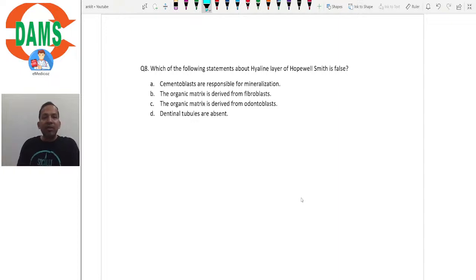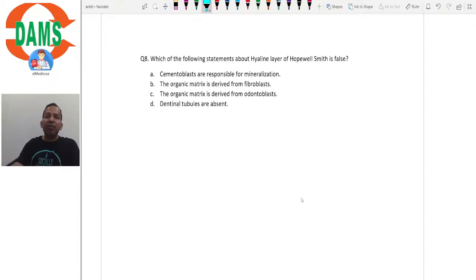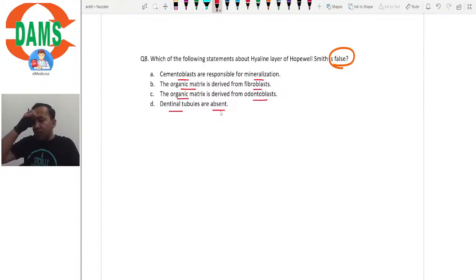So which of the following statements about hyaline layer of Hopewell-Smith is false? We have to find the false statement. Options are: cementoblasts are responsible for mineralization; organic matrix is derived from fibroblasts; the organic matrix is derived from odontoblasts; and option D, dentinal tubules are absent. Right. So which of these statements do you think is incorrect?